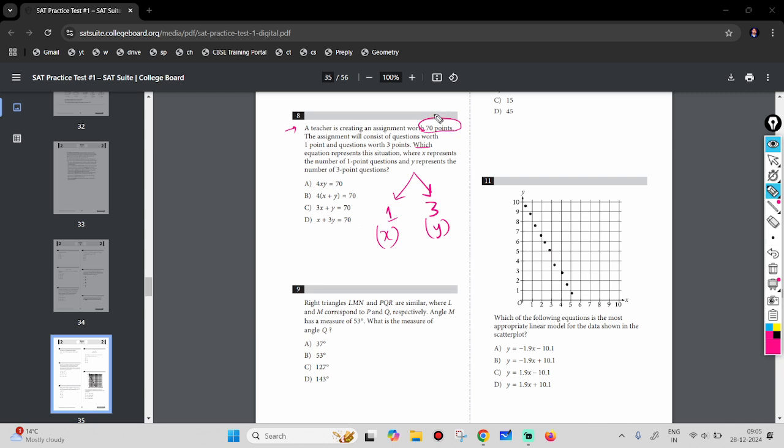Now we have to develop an equation, obviously. Now the total points are 70. So if we have x number of questions with 1 point each, we have x times 1 points. And then we have y questions with 3 points each. Then I have y times 3. Now, to find out the total, we will add and not multiply. So these points plus these points equals 70. So what does it give me? It gives me x plus 3 times y. Where is it? Yeah, option D, here it is. This was a better question.